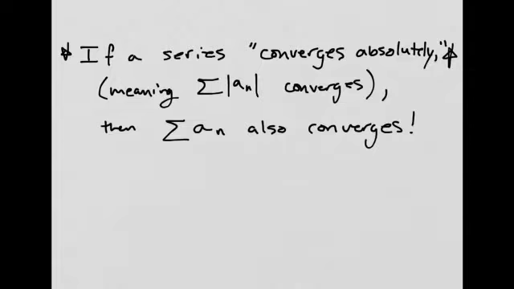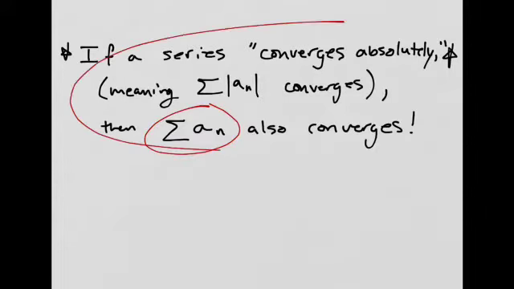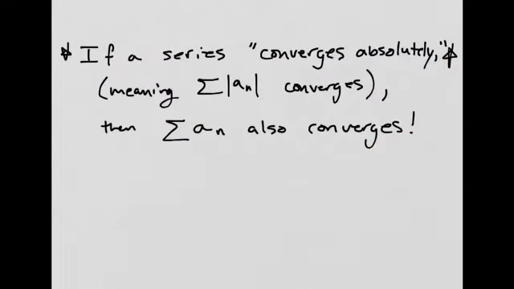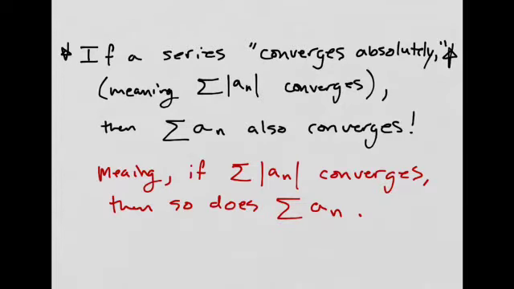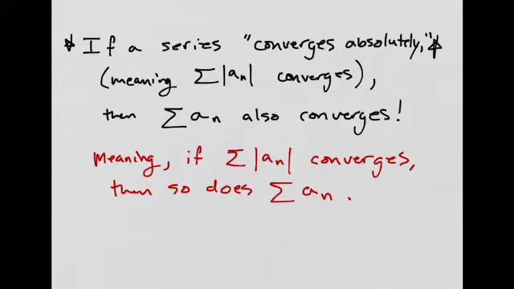It's kind of nice because if we can just take the absolute value of a sequence, see if that converges, then we automatically know that the regular series also converges. That's what this is saying. If the absolute value of the series converges, then the original series converges. I'm going to try and provide an argument for that. So there's the meaning of that. If you have absolute convergence, then the normal series converges as well.